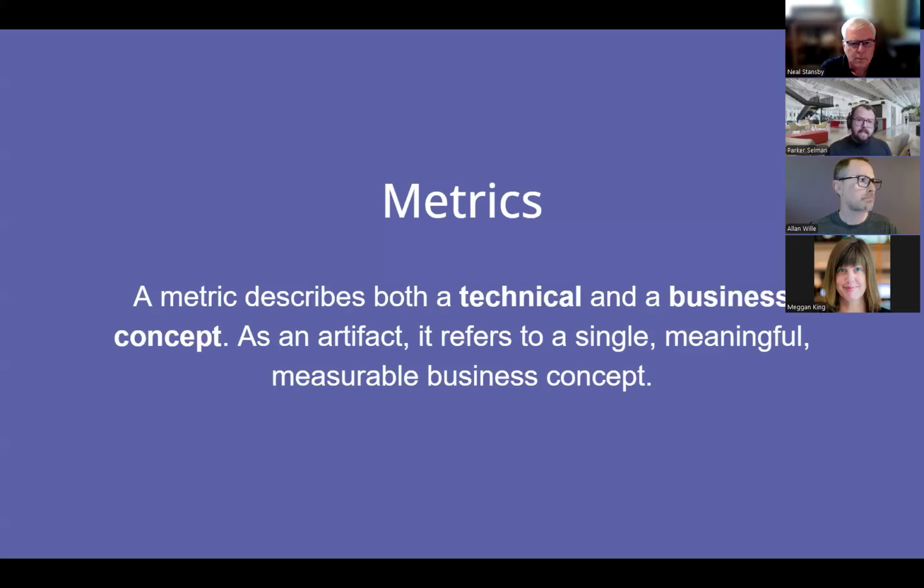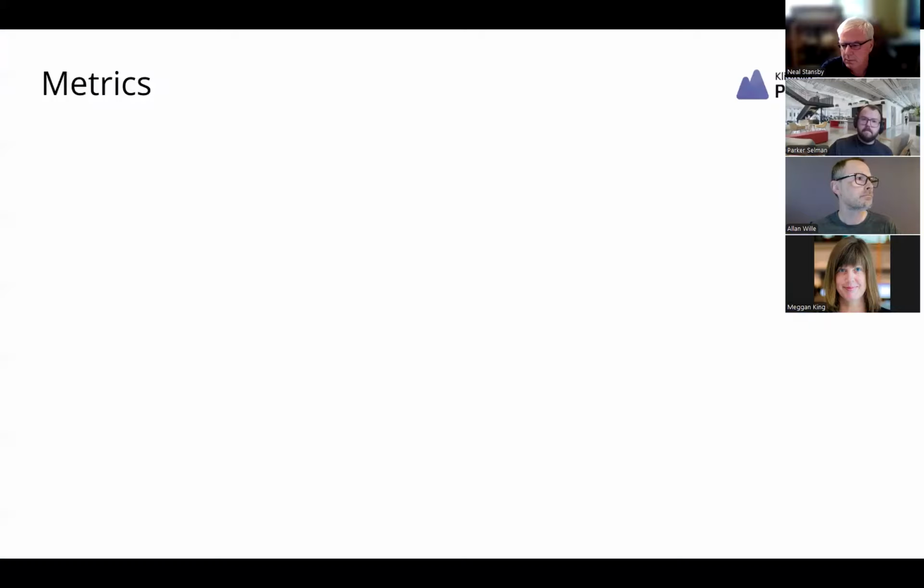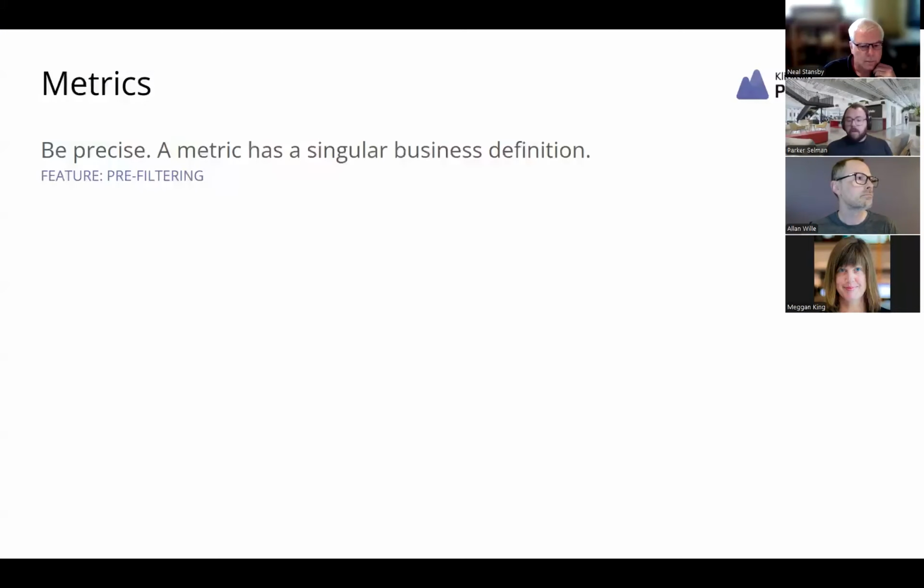As an artifact, it refers to a single, meaningful, and measurable business concept. And that specificity is very important when we get into some of the best practices for metrics building. I'll go through a few of the general best practices for titling, organizing, and generally defining your metrics. The first and foremost, most important point is to be precise.